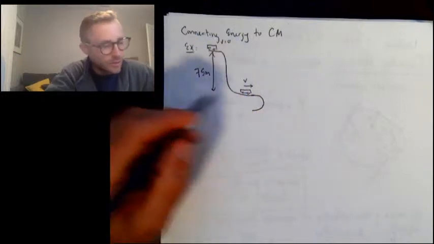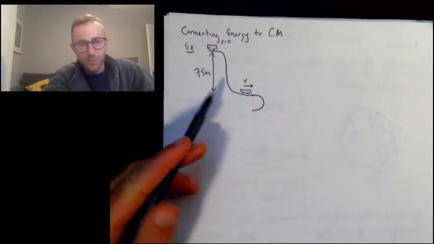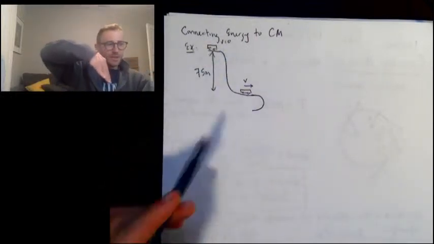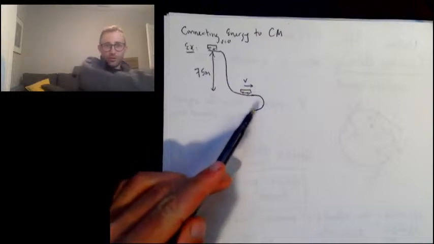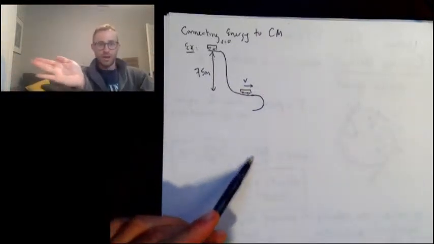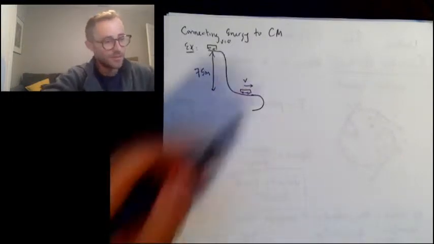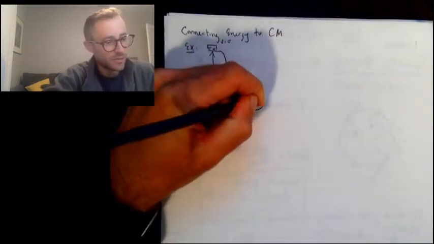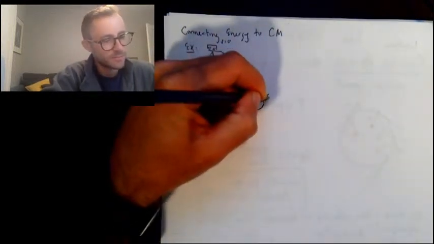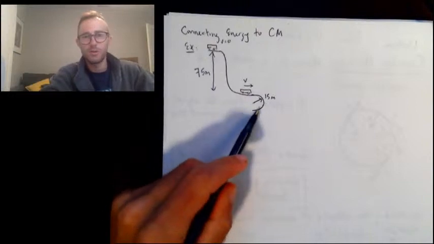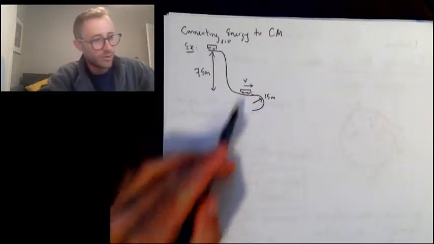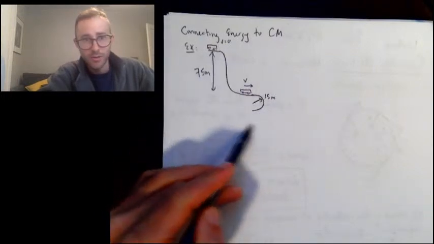Okay. So I can't really draw the perspective here, but this is a drop like this, and then once it gets to the bottom, it goes in a circle like this. So it kind of goes like that. Okay. And the radius of that circle is, let's say, 15 meters. Okay. And what I want to know is what is the centripetal acceleration while you're in this circle.